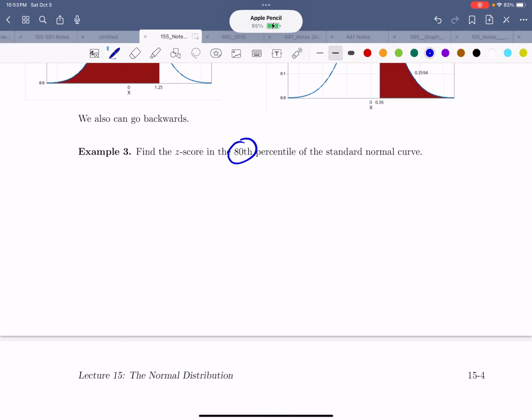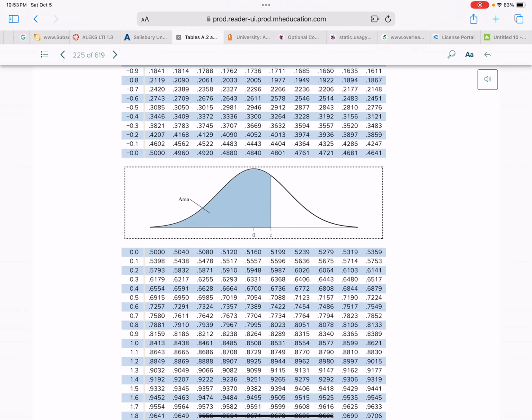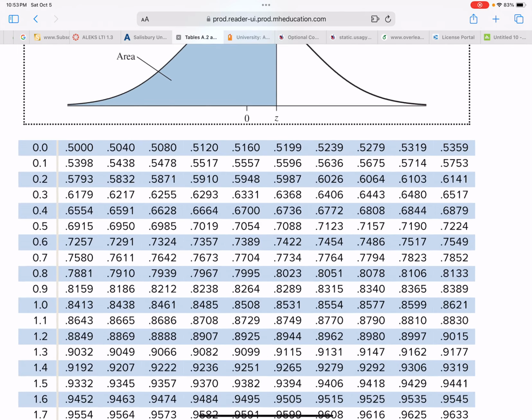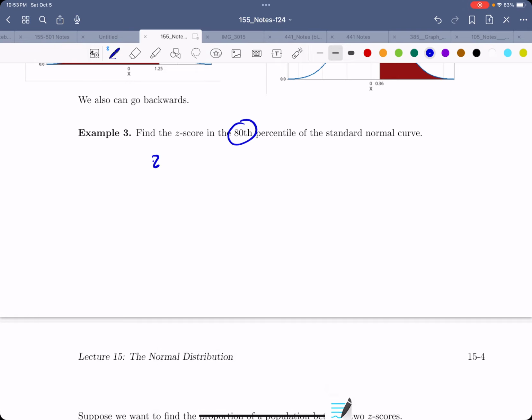So if we go back to our chart, which is right here, our table, all we want to do is use our eye and look for the value closest to 0.8, right? 0.80, that's 80%. So it looks like we're between 0.80, 1, 2, 3, 4, 5. So it looks like it's about 0.8, z equals 0.84. Okay, right there.